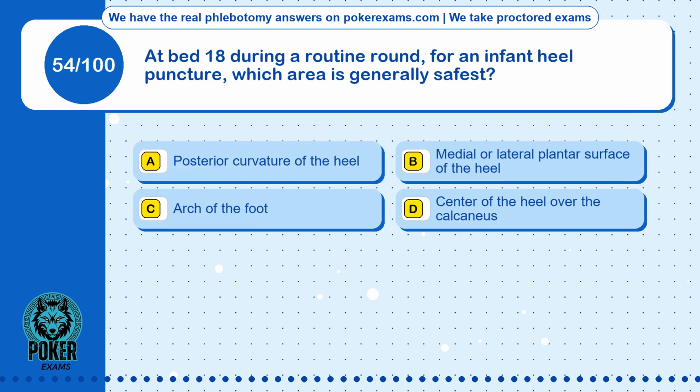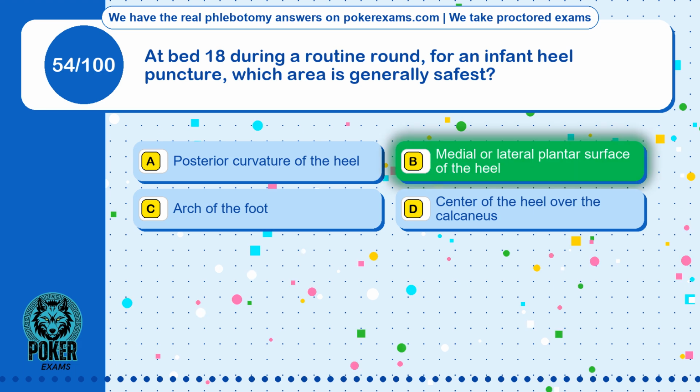Question 54. At bed 18 during a routine round, for an infant heel puncture, which area is generally safest? Option A. Posterior curvature of the heel. Option B. Medial or lateral plantar surface of the heel. Option C. Arch of the foot. Option D. Center of the heel over the calcaneus.